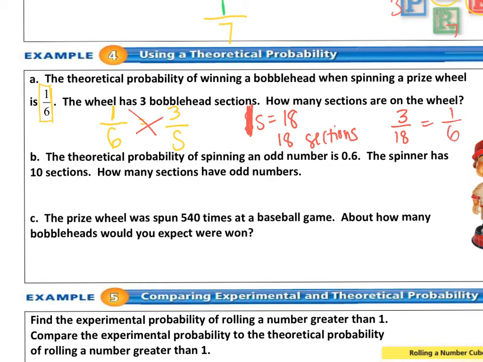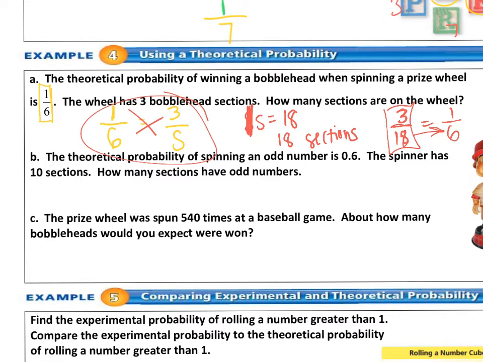So what happened here is that there were actually 3 bobblehead sections out of the total 18 sections. This is the theoretical probability of spinning a bobblehead section, and then they just simplified it to 1/6. So we had to unsimplify by using cross products.